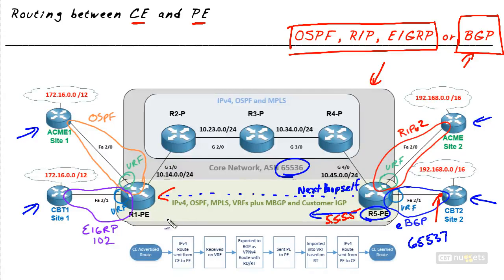So we'll start at the PEs. We'll do R1 first. We'll create all of the routing configuration for the VRFs, and then we'll go to R5, and then with our provider edge equipment done, we'll go to the edges, and we'll do Acme 1, CBT 1, Acme 2, and CBT 2.